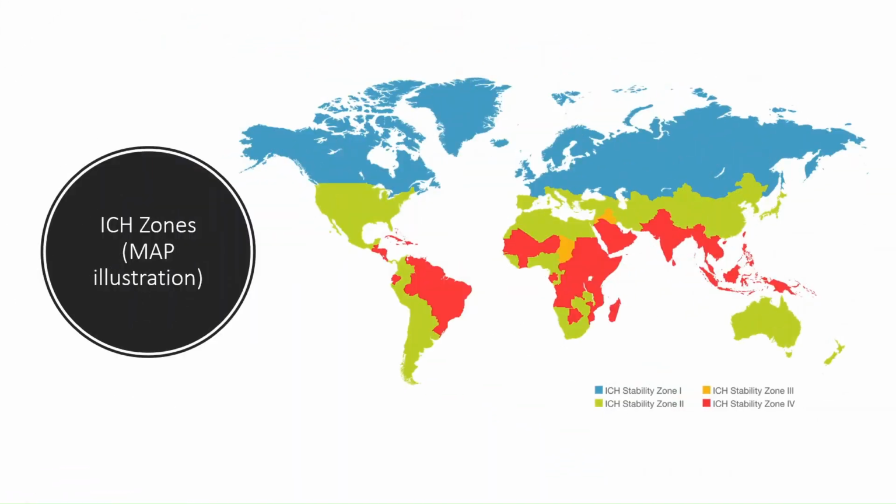Now let's look at the map illustrations of the ICH zones. So there is a global map you can see on the screen. The upper regions of the map, which are blue in color, show ICH zone 1. Now the regions below that, which are in green color, show the zone 2 regions, and below that the orange color shows zone 3, followed by the red color regions which show ICH zone 4.